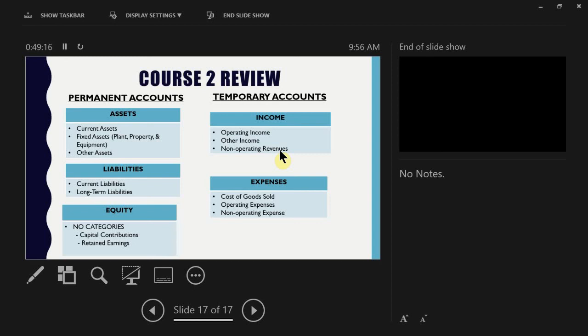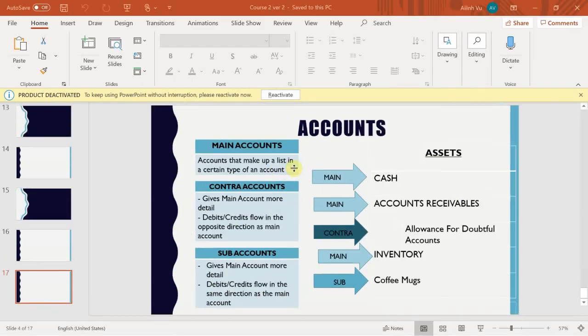And then again, our temporary accounts are going to be our income or revenue, whatever you want to address it as. And typically we would see operating income or other income, which is the same thing as non-operating. And typically you would see sales there, okay? And then lastly is going to be our expenses. So you guys only learned two, but in reality, there are actually three. So you have cost of goods sold, operating expense, and non-operating expense or other expenses, okay? And that is it for chapter 2.